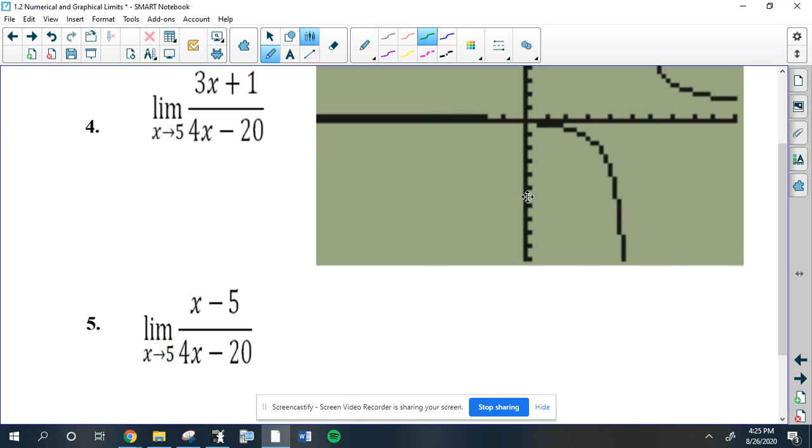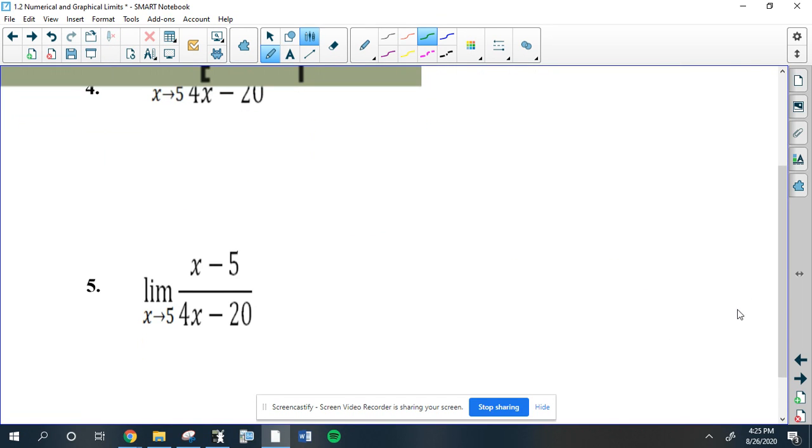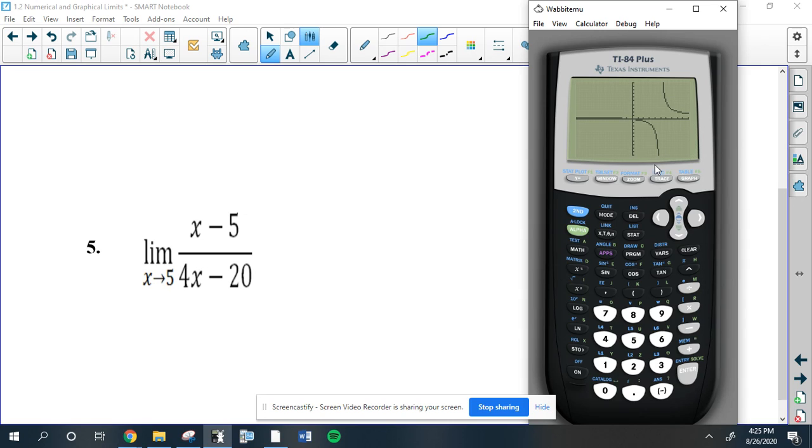So let's see what happens. I'm going to graph that function, but this time it's x minus 5 up here, so delete. And then I'm going to hit graph. That's weird.